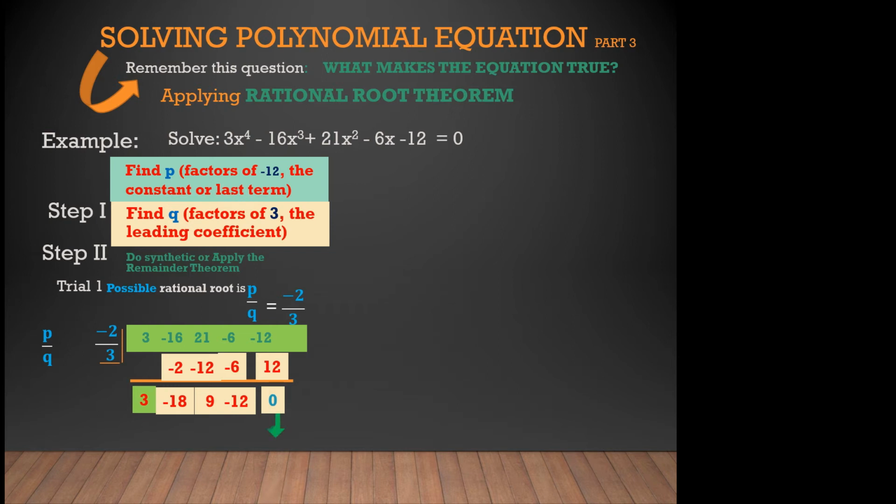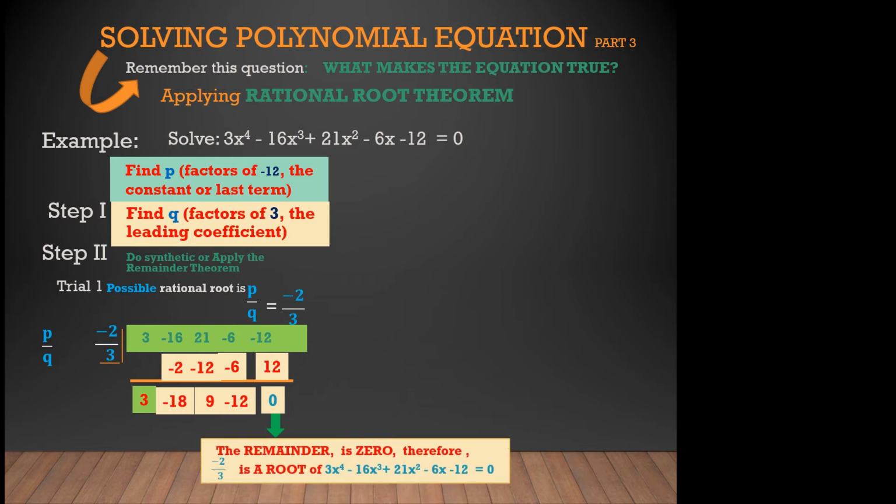The remainder is 0. Therefore, negative 2 over 3 is a root of 3x raised to 4 minus 16x cubed plus 21x squared minus 6x minus 12 equals 0. For trial number 2, we will use negative 4 as our p and 3 as our q. Negative 4 is a factor of negative 12 because negative 4 times 3 is negative 12. And again, 3 is a factor of our leading coefficient, which is 3.